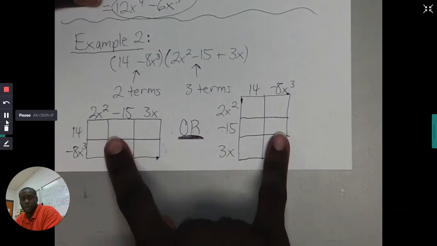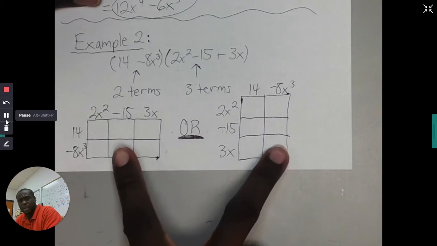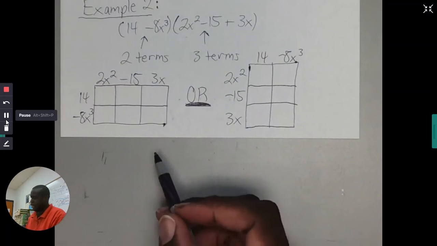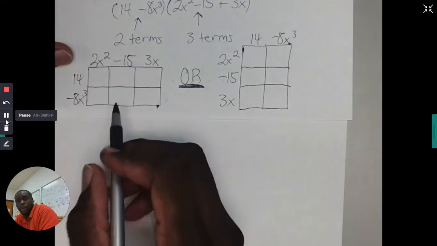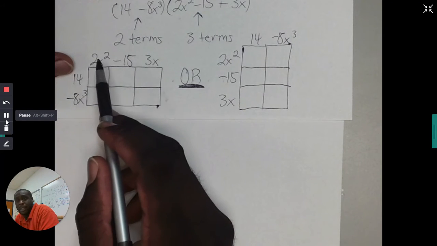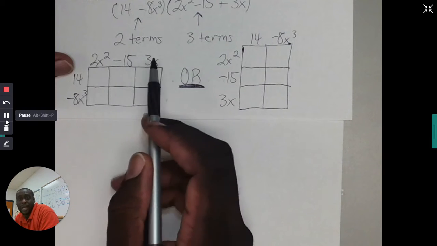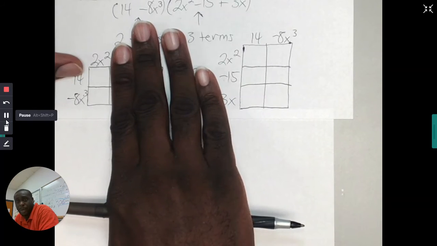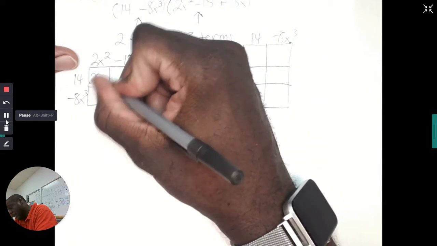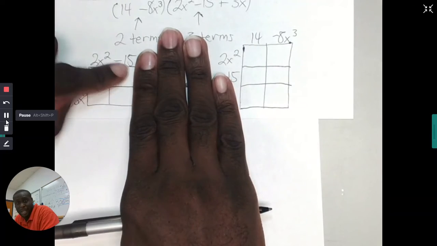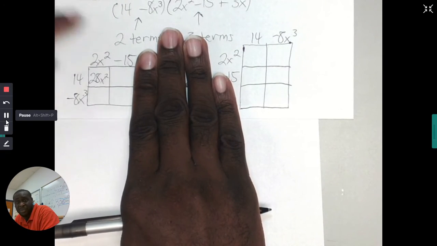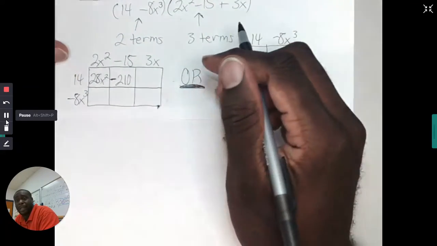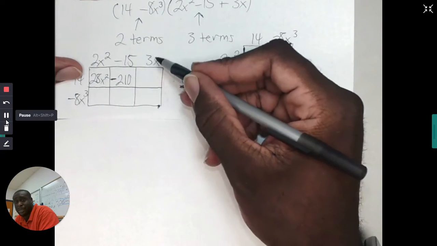So, folks, we're not going to do both of these because these are going to give you the exact same result. I'm just going to work out this one because my hand is already over here. So we see at this top row, we're multiplying the 14 times each of those parts at the top, right? So in the first box, we're going to multiply 14 times 2x squared, which gives us 28x squared. In this next box at the top, we're going to multiply 14 times negative 15. That is negative 210. In the last box at the top, we're multiplying 14 times 3x, which is 42x.